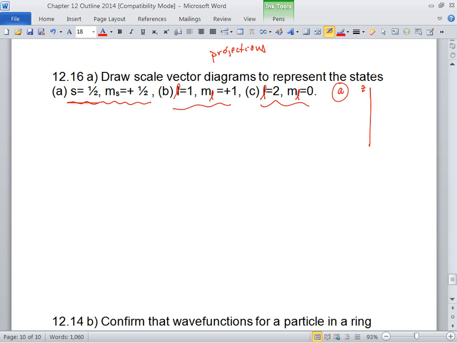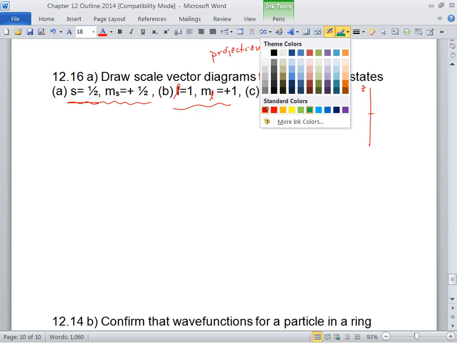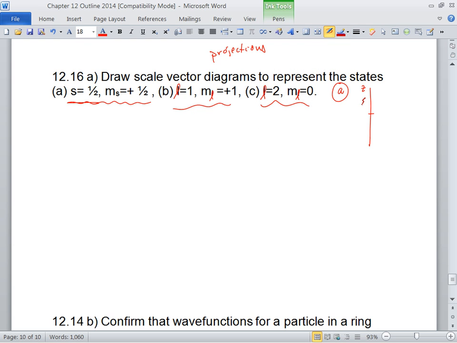M sub s h bar, which is going to be what number times h bar? 1/2 h bar. And is it going up or, in other words, if this is my center, it's going to be the upper part. So on your ruler here, whatever you'd pick, this has to be 1/2 h bar, or 1/2 centimeter, or 1/2 inch, or whatever you want to call it, to make it easy to draw to scale.